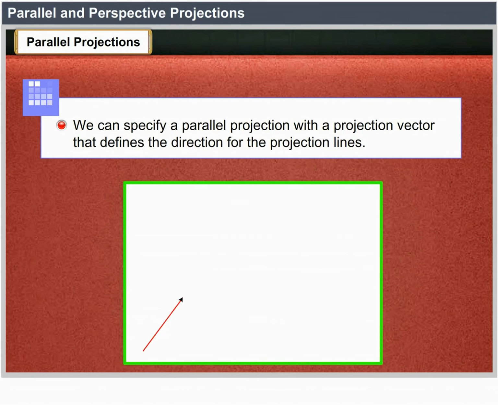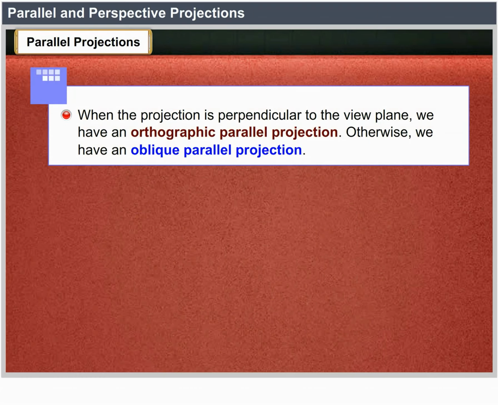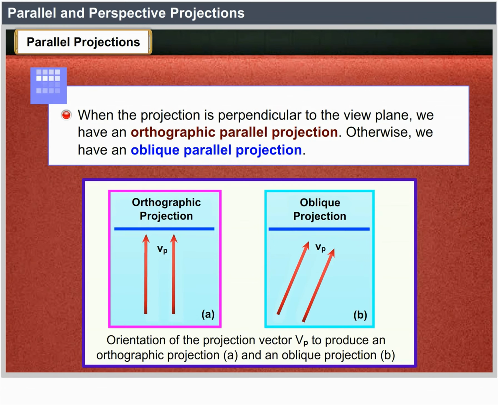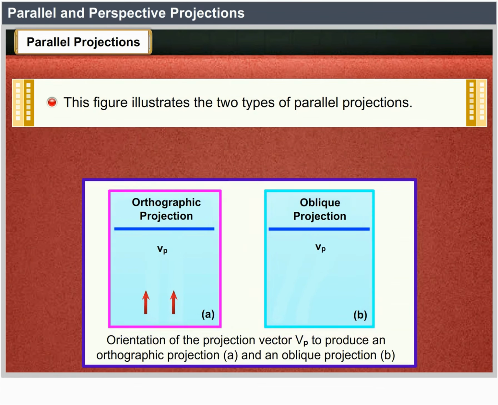Parallel projections. We can specify a parallel projection with a projection vector that defines the direction for the projection lines. When the projection is perpendicular to the view plane, we have an orthographic parallel projection. Otherwise, we have an oblique parallel projection. This figure illustrates the two types of parallel projections: orthographic projection and oblique projection.